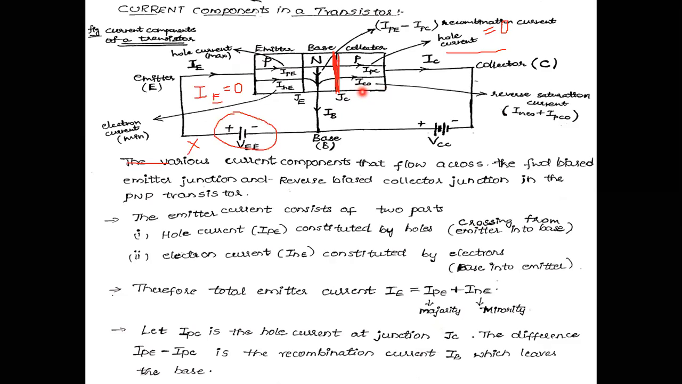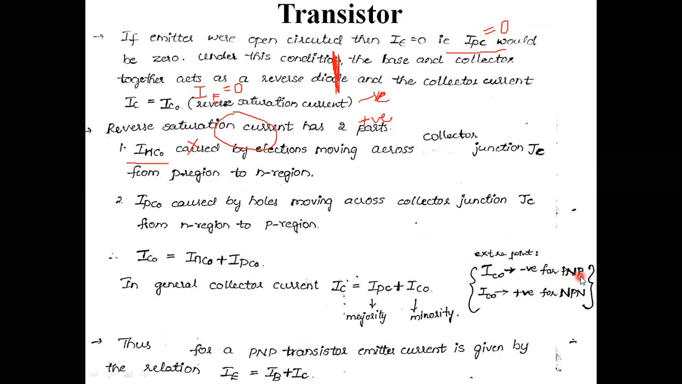In PNP, the reverse saturation current is flowing towards n, therefore I am going to take that current flow as negative, whereas in NPN type of transistor I am going to consider that IC naught as positive. Okay, that is the basic difference between PNP and NPN type of circuits. The basic difference, IC naught is going to be varied. That is going to be negative for PNP type of transistor, and that is positive for NPN type of transistor.